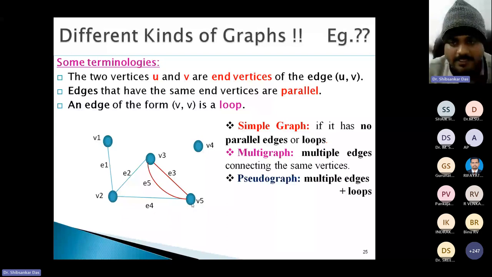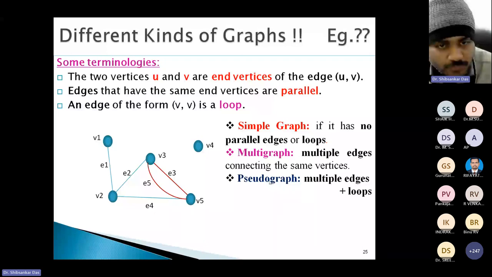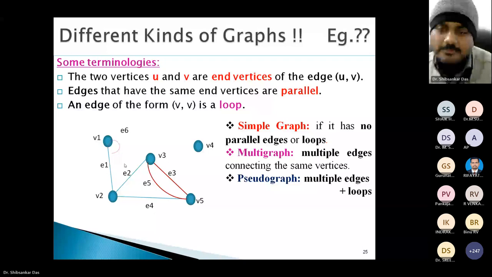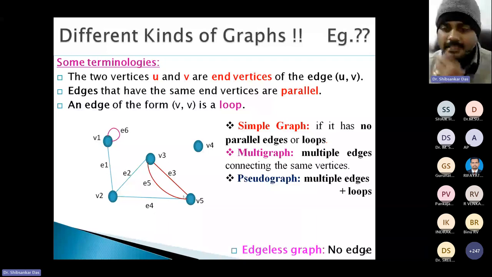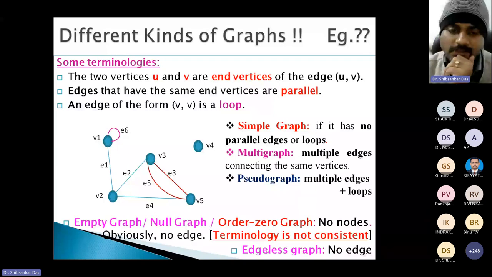A pseudograph has multi-edges plus loops. This is an example of a pseudograph. Look, this is a loop, and this is a parallel edge. And an edgeless graph has no edges. This is called an edgeless graph.